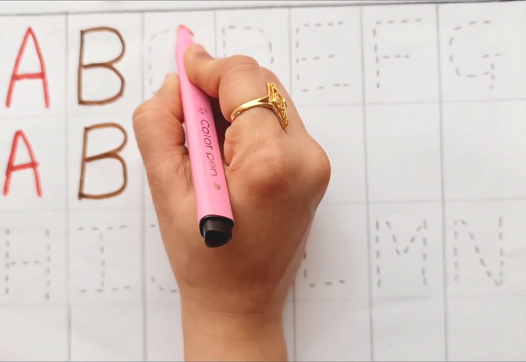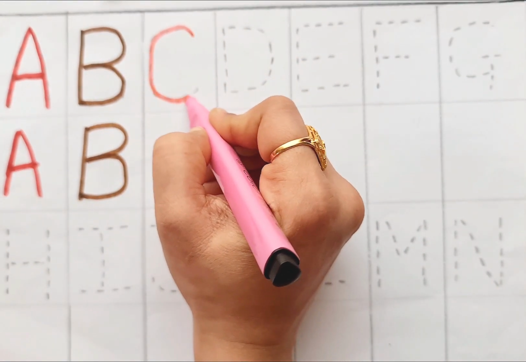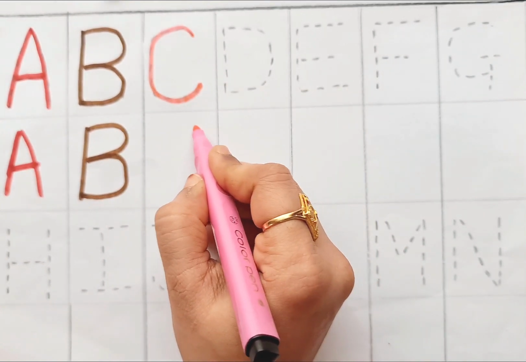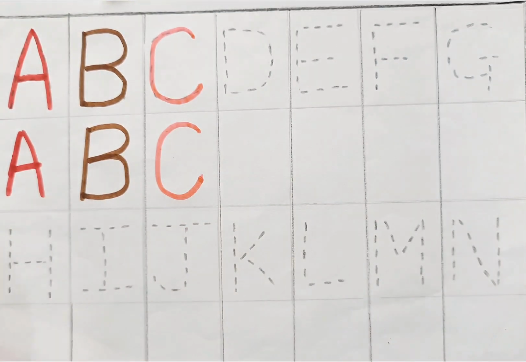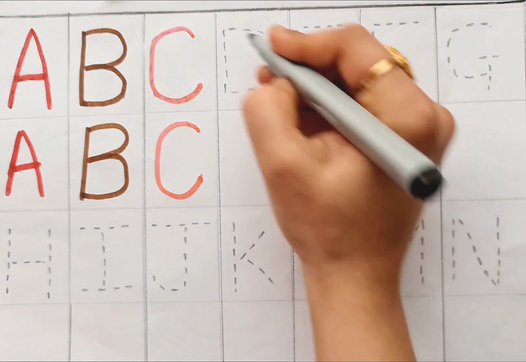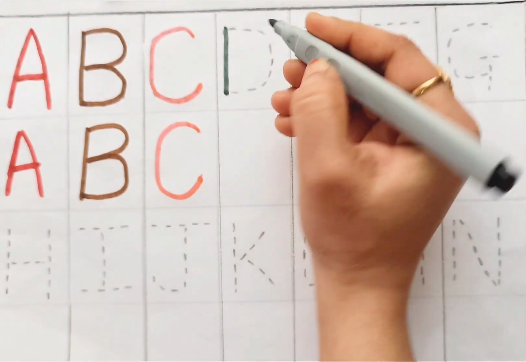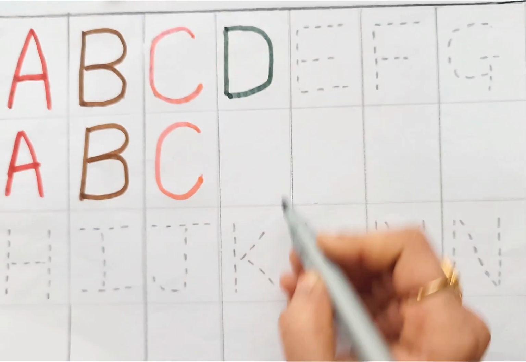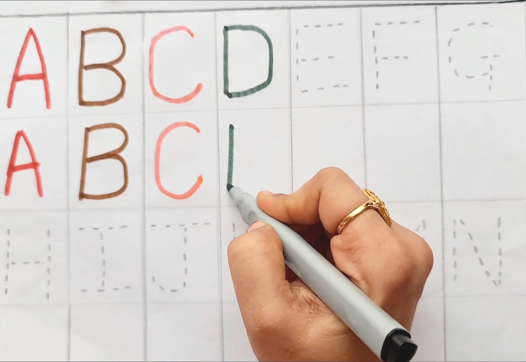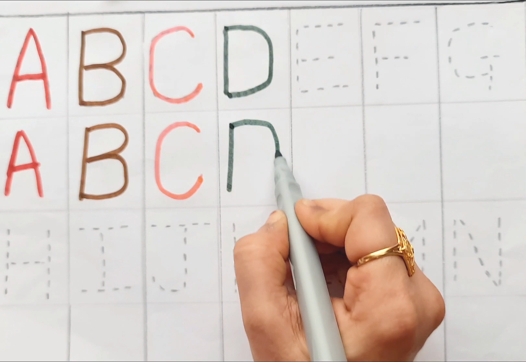Pink color. C. C is for cat. C. C for cat. Gray color. D. D for dog. D. D is for dog.